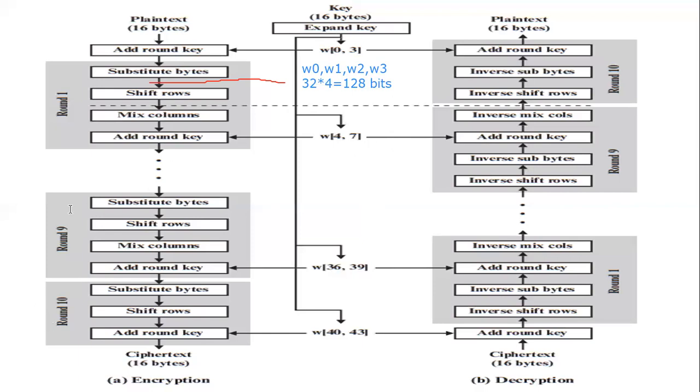Similarly, if we use 12 rounds for 192 bits, the total number of generated keys will be 13. Similarly, for 14 rounds, the number of generated keys will be 15. So this is the process for encryption and decryption in AES.